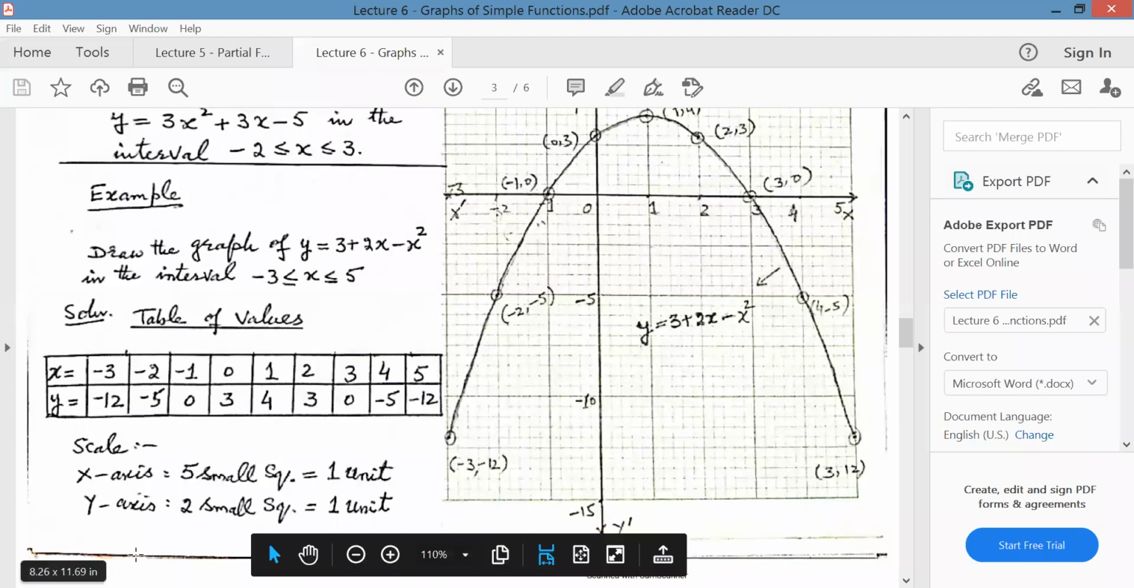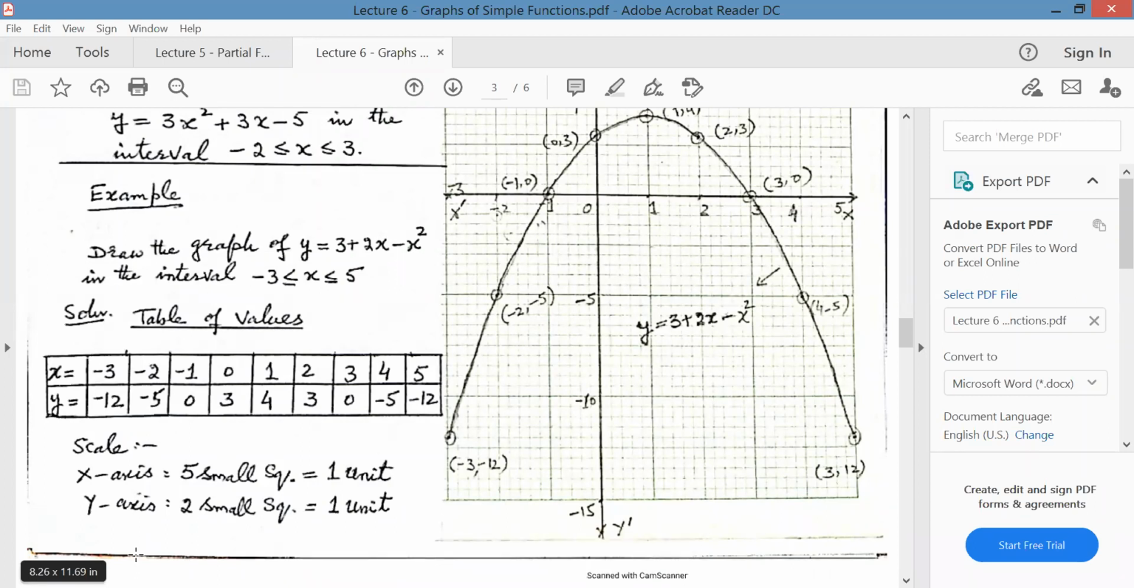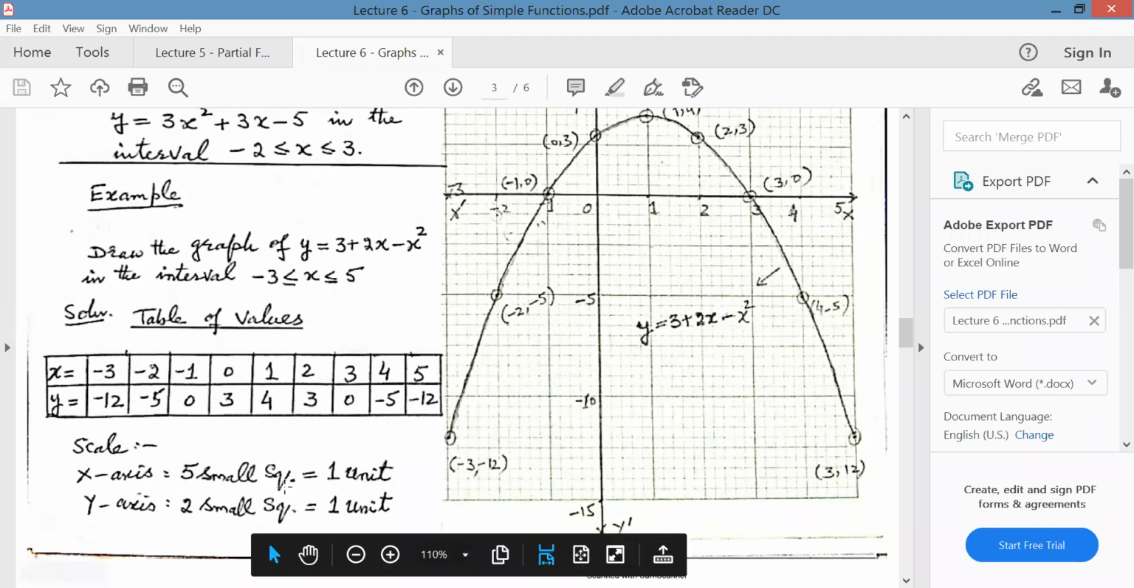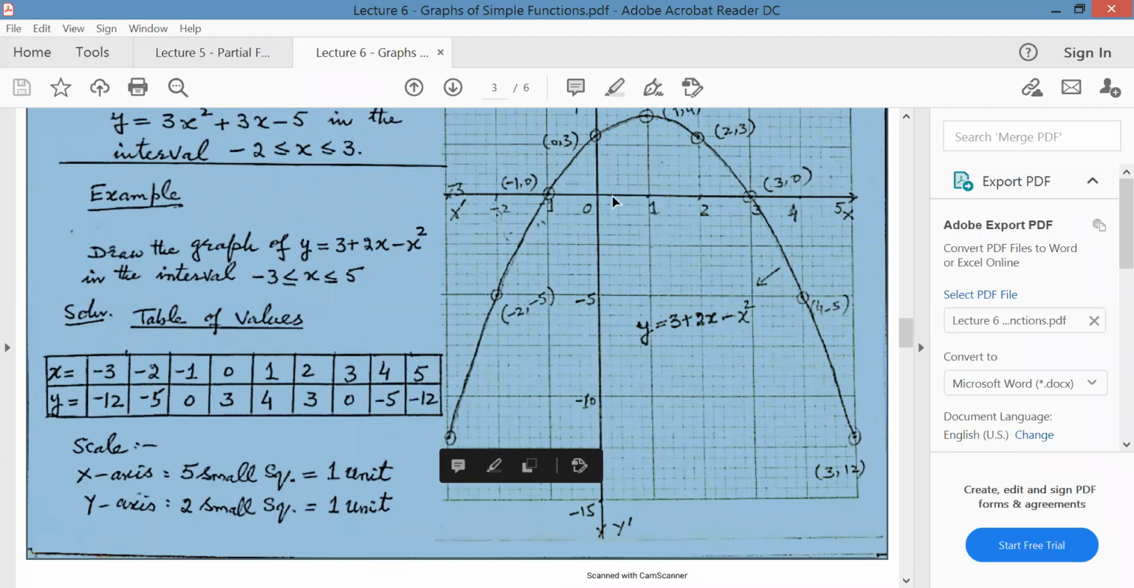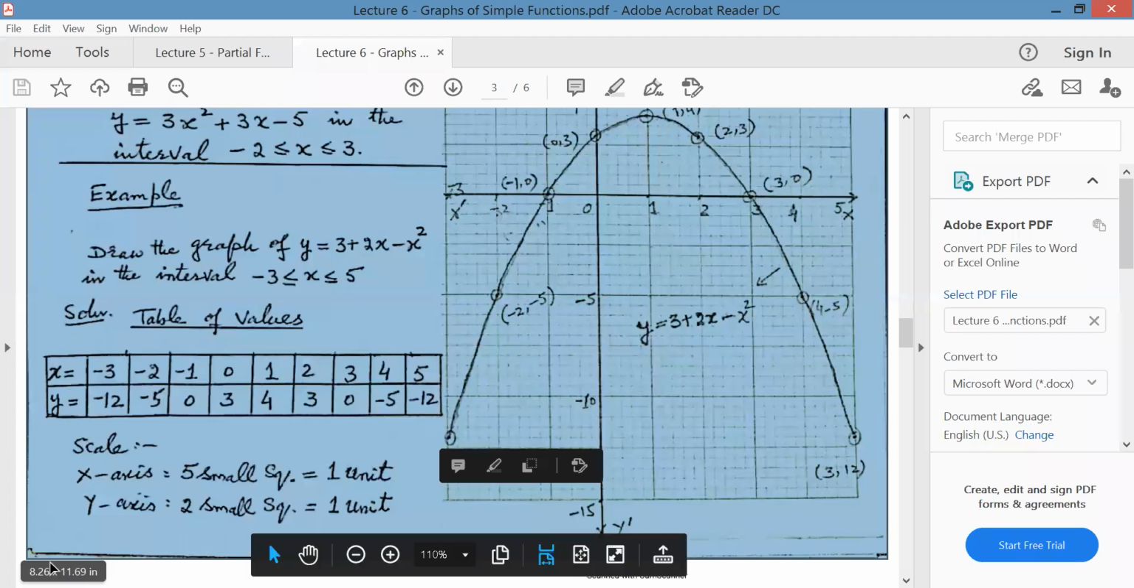And now you can choose a scale. A different scale on the x-axis and a different scale on the y-axis may be chosen, or the same scale for both axes may be chosen. Look here, on the x-axis I am taking 5 small squares as 1 unit. From here to here, 5 small squares are there, so this I am considering as 1 unit. Then these are further 5 small squares, 2. Further 5 small squares, 3. On the y-axis, 2 small squares I am taking as 1 unit.